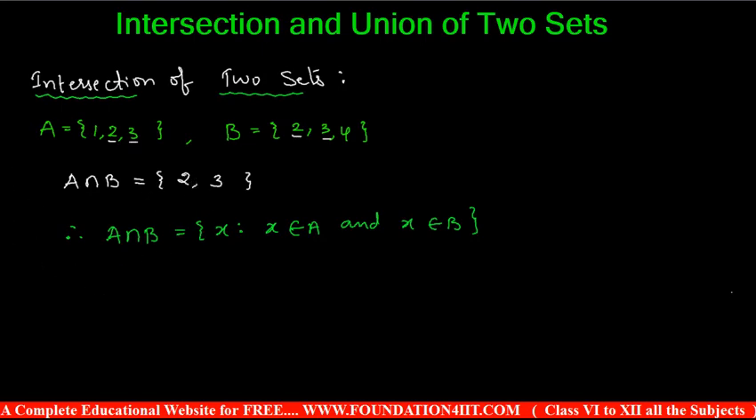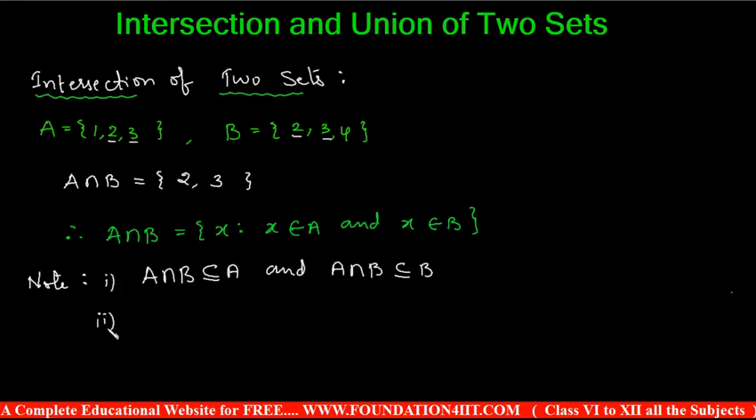Let us see some important notes on intersection. Whenever you see A intersection B, it contains only the common elements, so it is smaller compared to A and B. A intersection B has only elements 2, 3. In this example, set A has 1, 2, 3. That means A intersection B is a subset of A, and A intersection B is a subset of set B also.